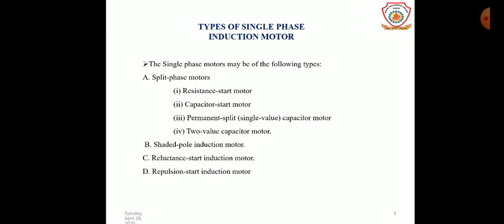Now the last one is repulsion start motor. The repulsion start is a type of single phase induction motor with a rotor having armature windings, a commutator with a set of short circuited brushes, and a short copper disc with a clutch.